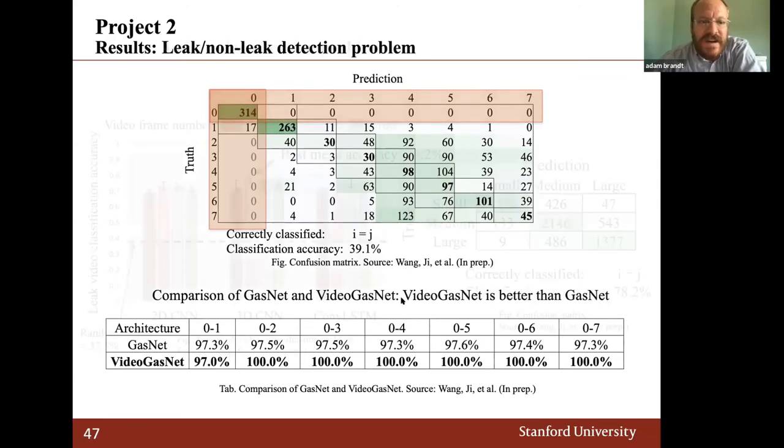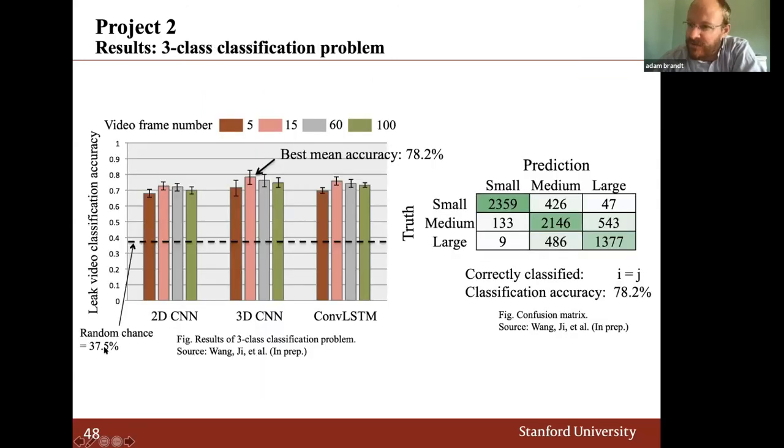Okay, the 3 class is much better. We'd expect 37.5% by chance because of the way our data set was structured. We're getting about 80% correct classification in small, medium, large. So I'd say, with some effort and additional training, additional data sets, maybe you could push this to 85 or 90.